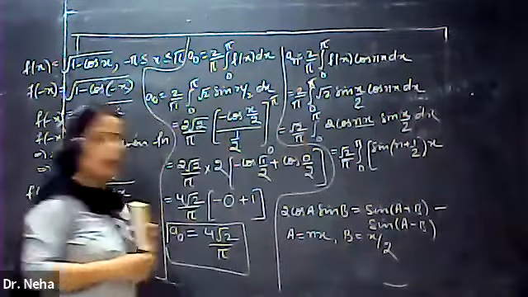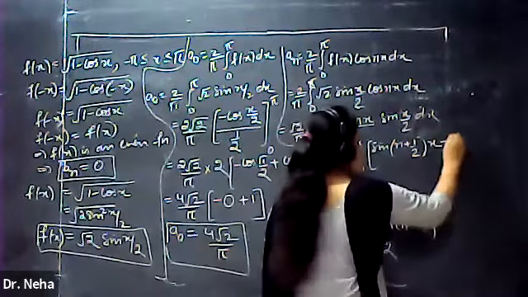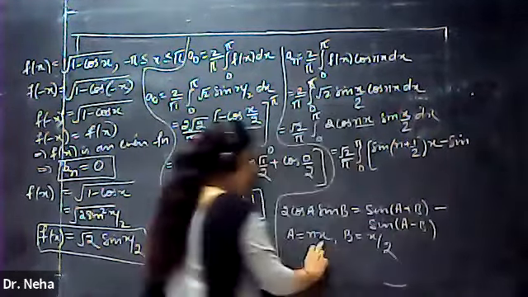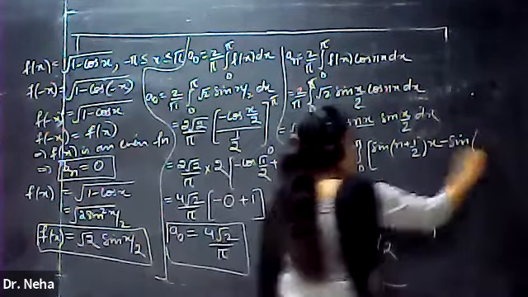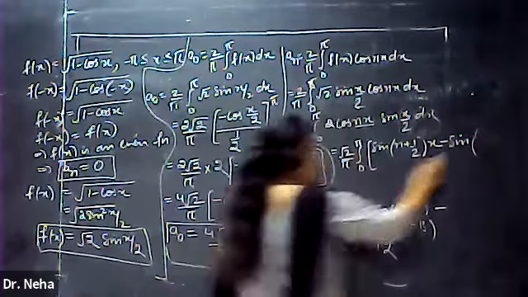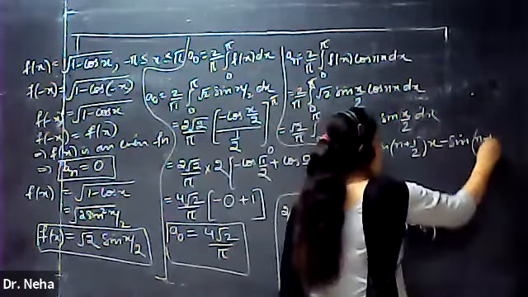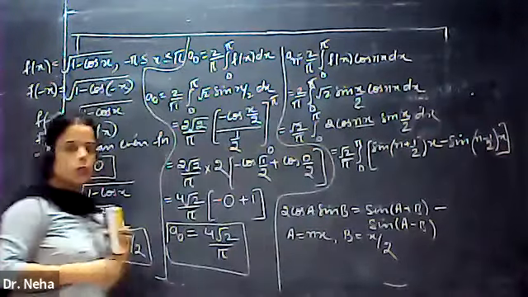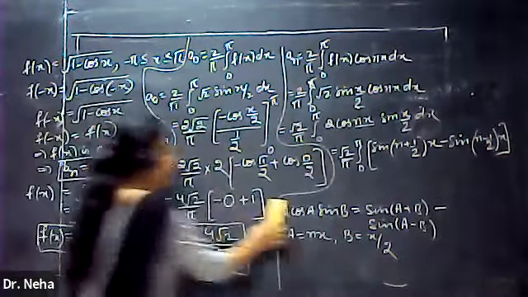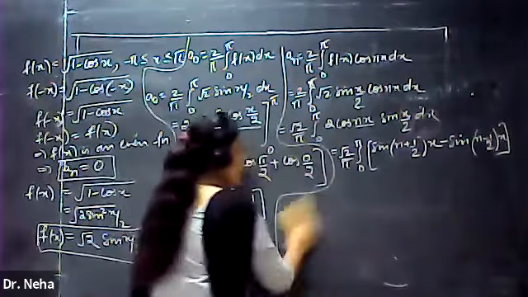Sine a plus b minus sine a minus b. Again, when you do a minus b, x will be common, so it will be n minus 1 by 2 x, along with dx. Okay, so sine a plus b minus sine a minus b. Now we can simply do the integration.